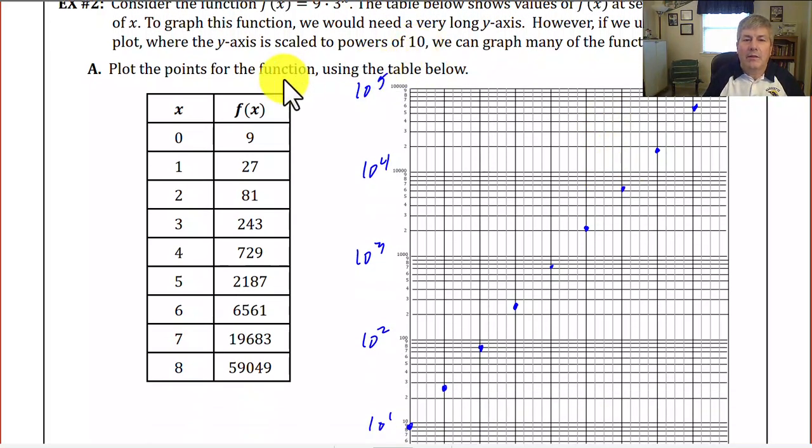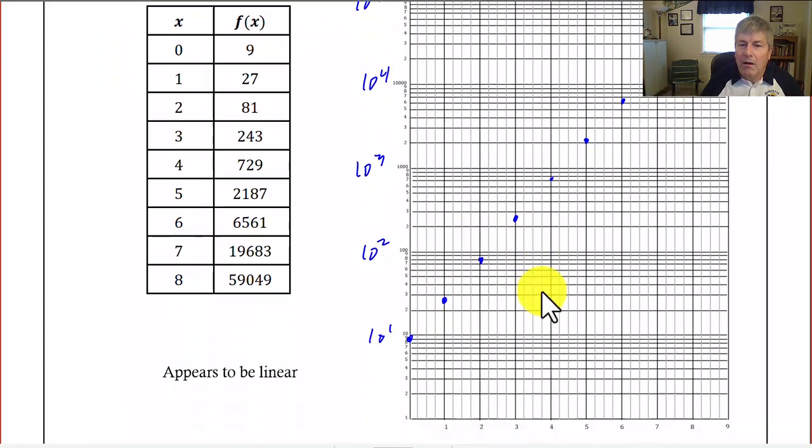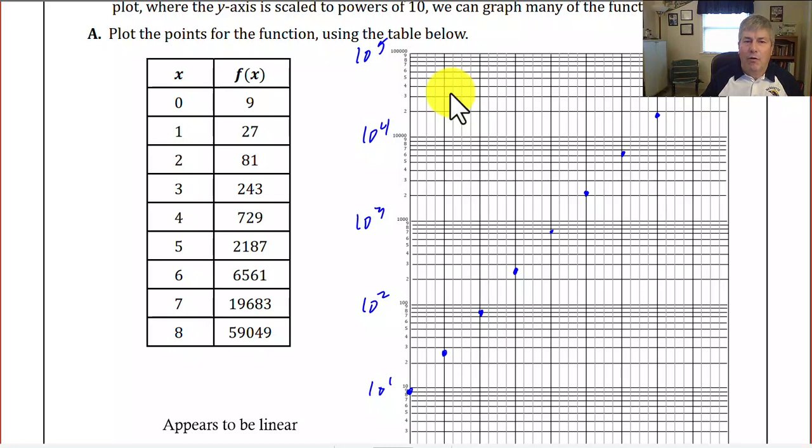So we're asked to plot the points for the function below. Let's take a look at our y-axis. Our x-axis just goes from 0 to 9, but our y-axis might be hard to see. The first group here is 10, or 10 to the first, and the next group goes to 100, or 10 to the second, and the next group goes to 1,000, 10 to the third, 10 to the fourth, and so forth.